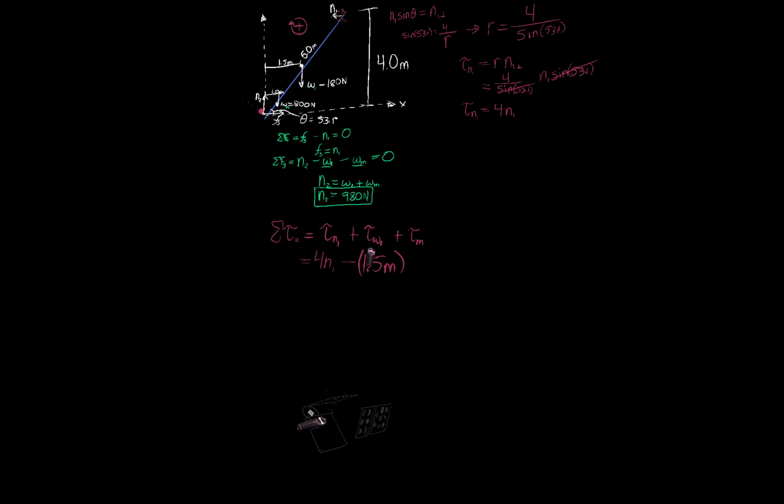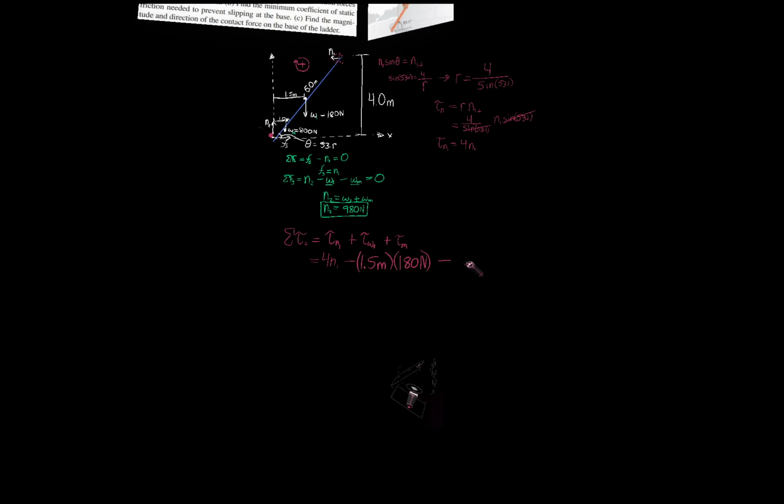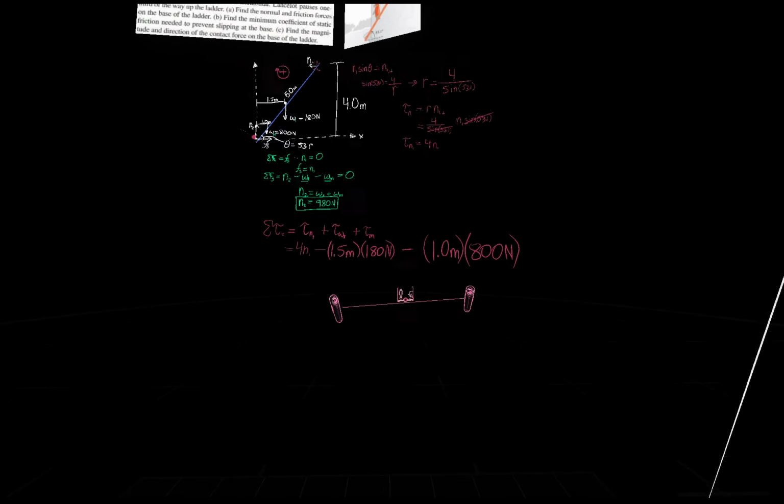And this time we have the value of the force. It was the weight times 180 newtons. Newtons, capital N. And then minus the other one. So that was for the ladder. And then this one here, we have minus 1.0 meters times its weight. The man's weight was 800 newtons. Okay. So hopefully you followed that.